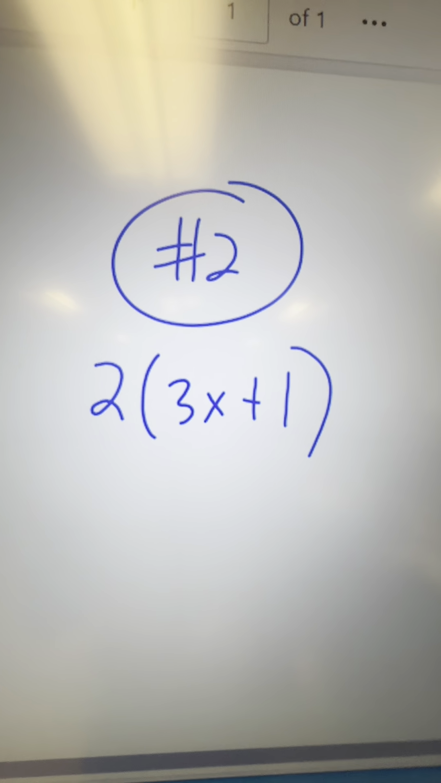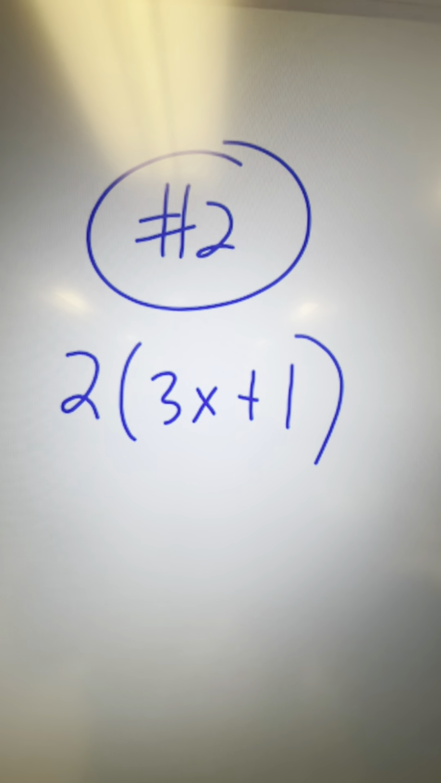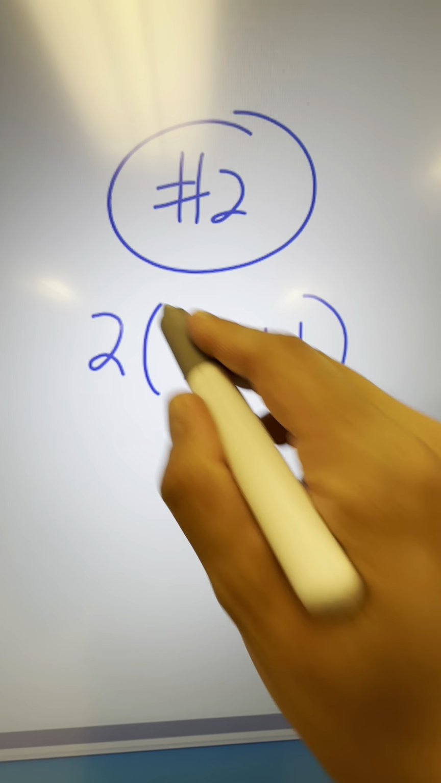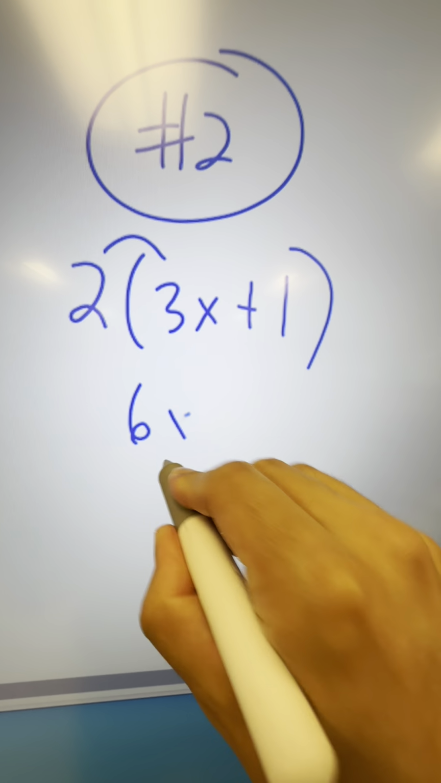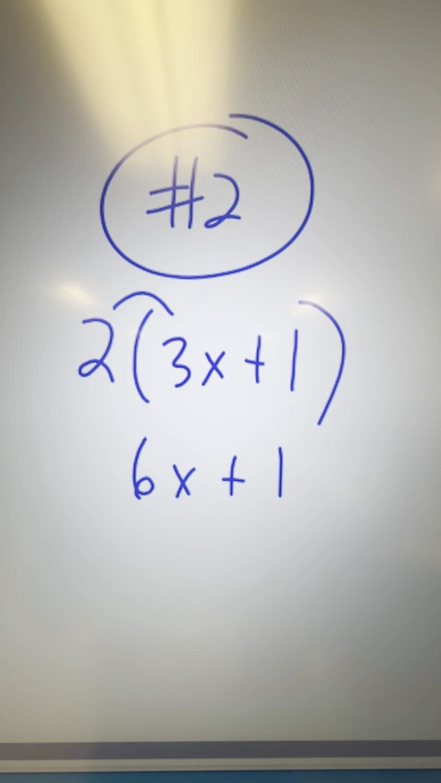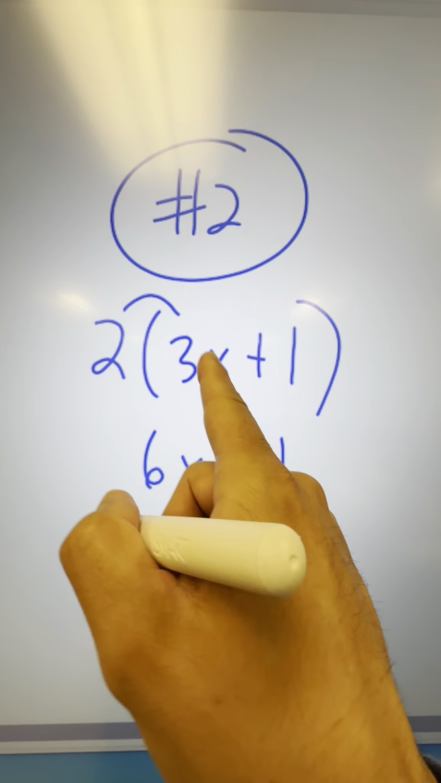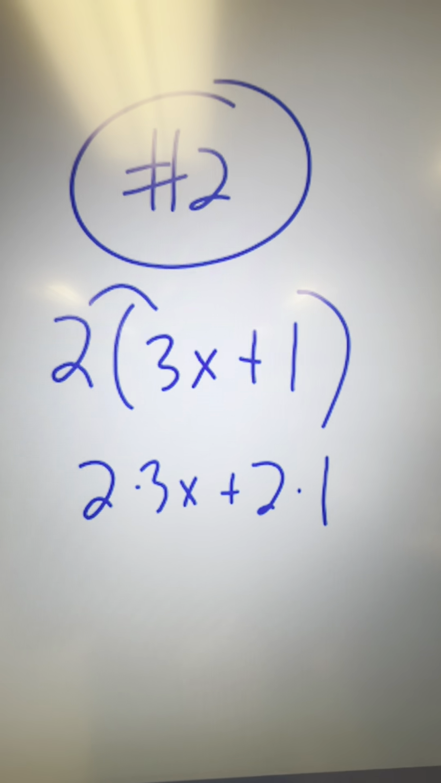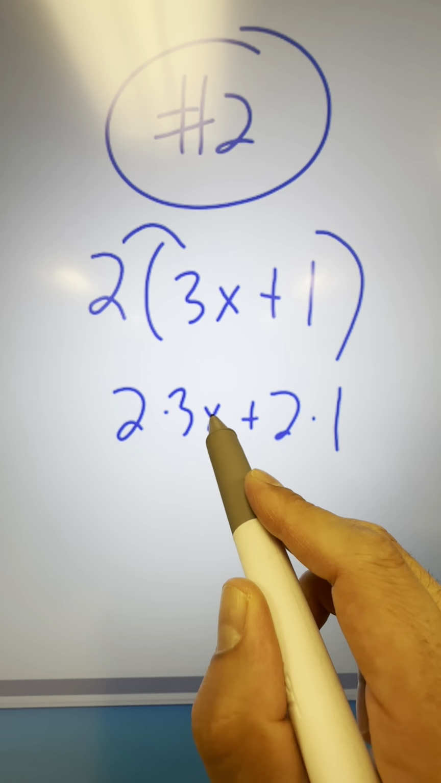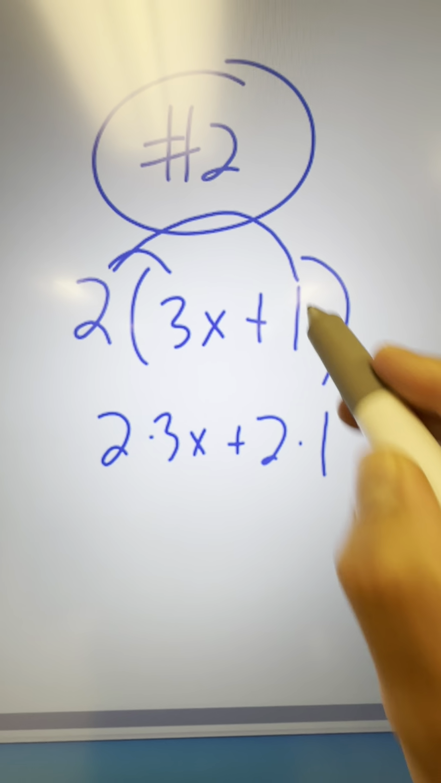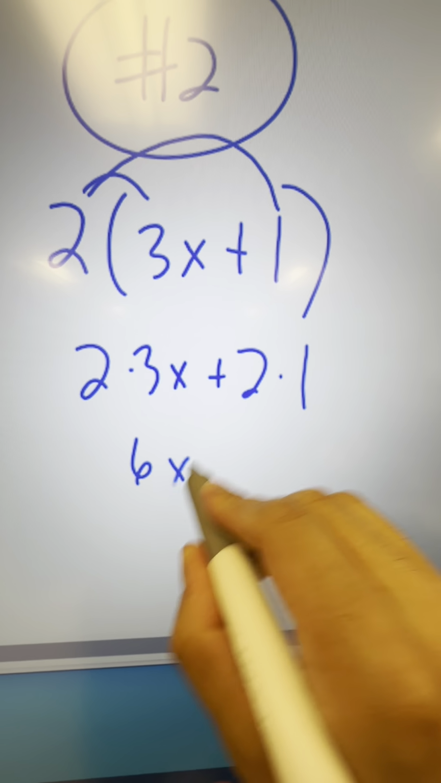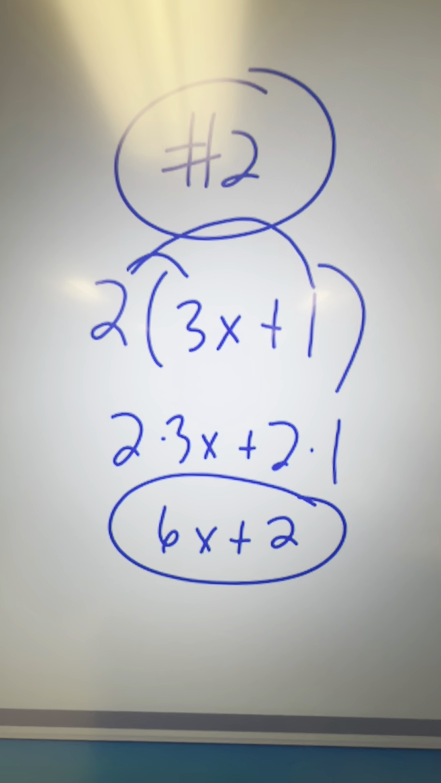The number 2 most common mistake I see is using the distributive property incorrectly. So I'll see a student do something like this, multiply these out, 6x plus 1. That is incorrectly using the distributive property because you're supposed to multiply the first term and the second term. So you should be multiplying 2 times 3x, which I did here, and 2 times 1, which I did here. And when you simplify, you would get 6x plus 2.